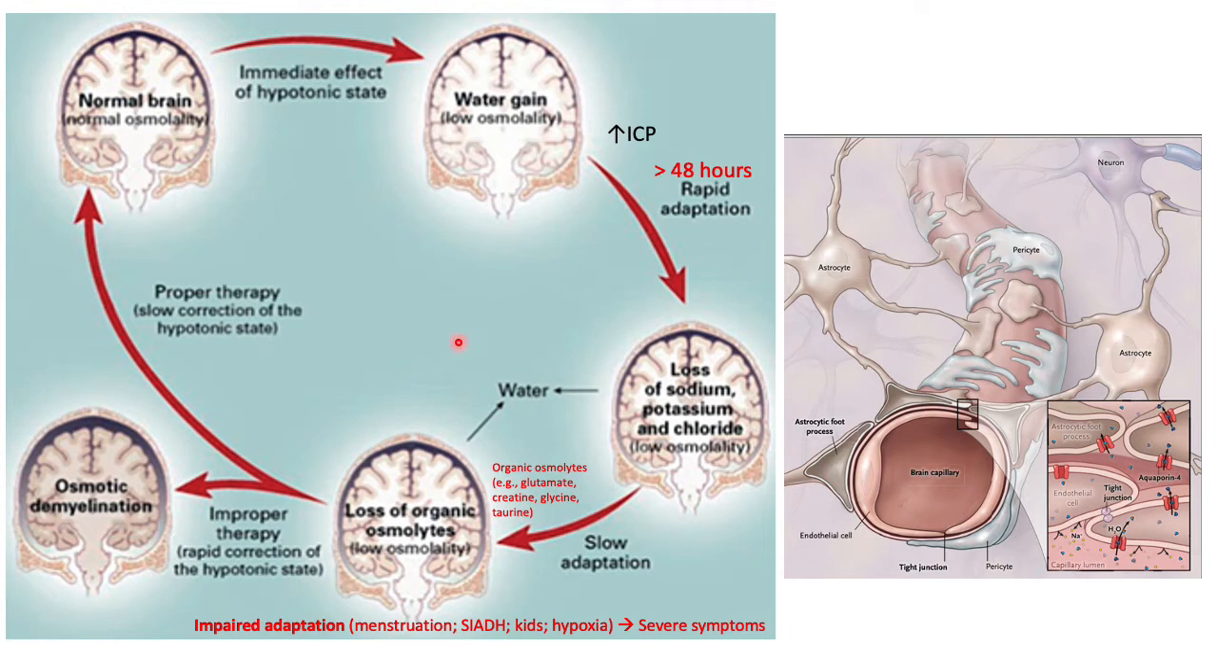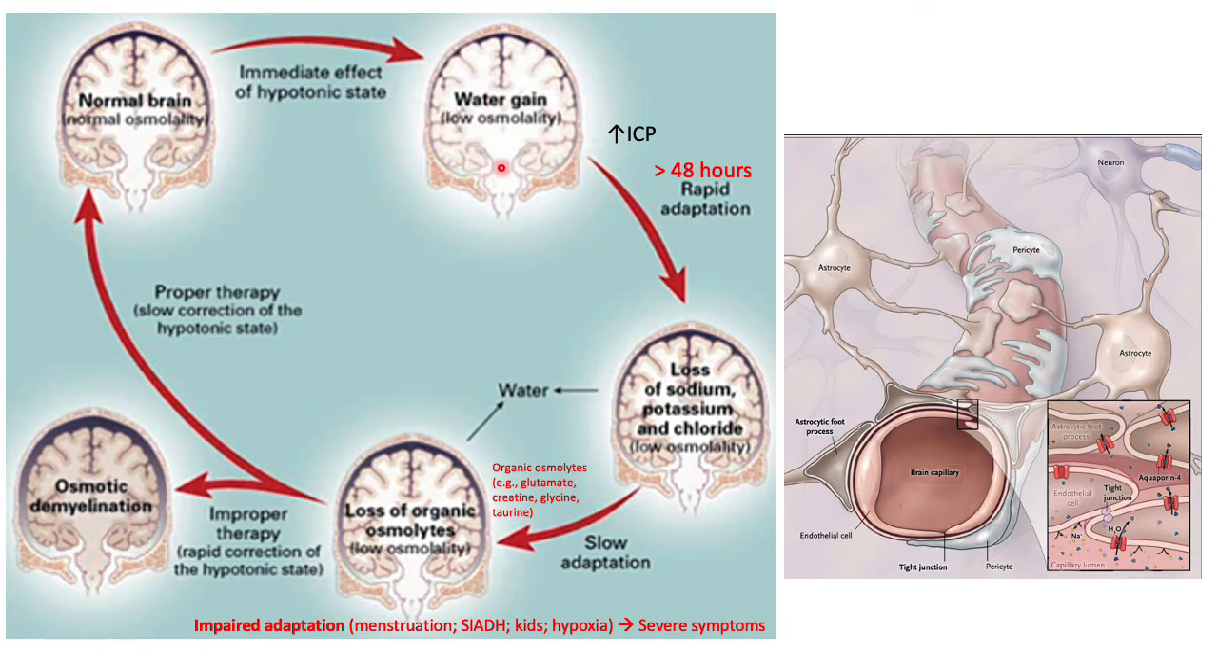So this is also a scheme to explain that in a little bit more detail. What happens if you have a normal brain and then for some reason the patient develops hyponatremia, either acutely or slowly?